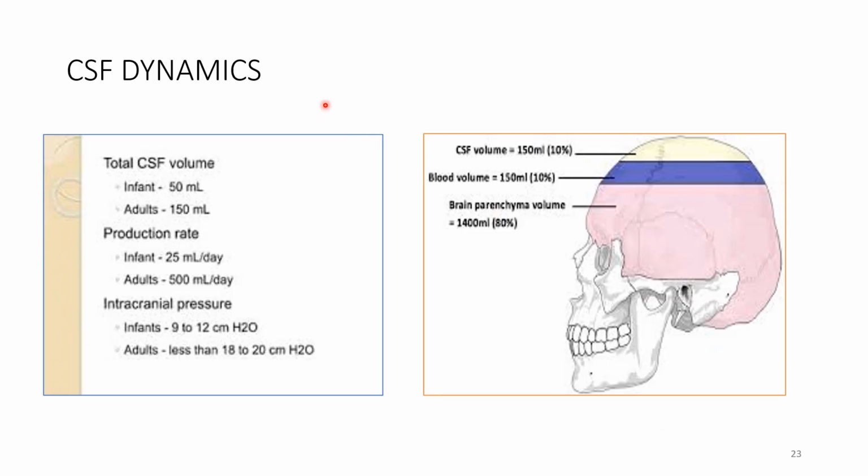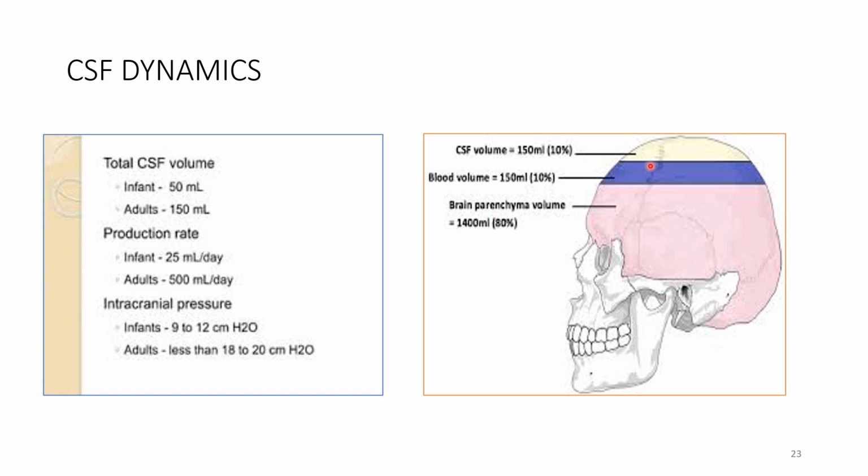Next, coming to the dynamics of the CSF, that is how much it is forming. The total CSF volume in an infant is 50 ml and in adults it is up to 150 ml. The production rate in infants is 25 ml per day and in adults it is 500 ml per day, and it will exert a pressure of 9 to 12 centimeters of water in infants, and in adults between 18 to 20 centimeters of water. So it will exert the intracranial pressure of this much.